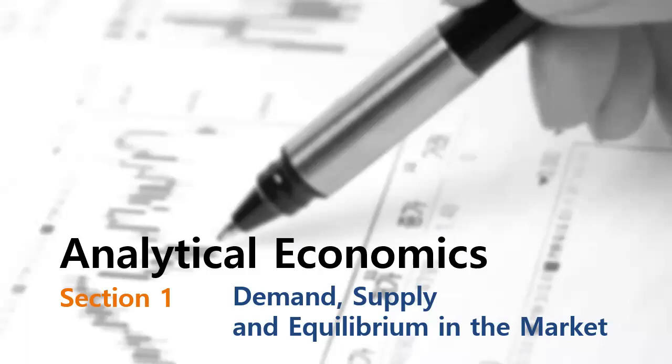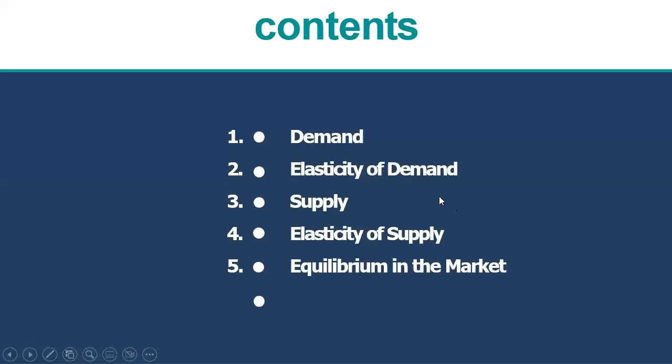Today we have the first section of Analytical Economics. We will cover the concepts of demand, supply, and equilibrium in the market. Some of these concepts are familiar to us from micro and macroeconomics, and we will have a quick revision of them. First we have demand and the elasticity of demand, then supply and the elasticity of supply, and equilibrium.